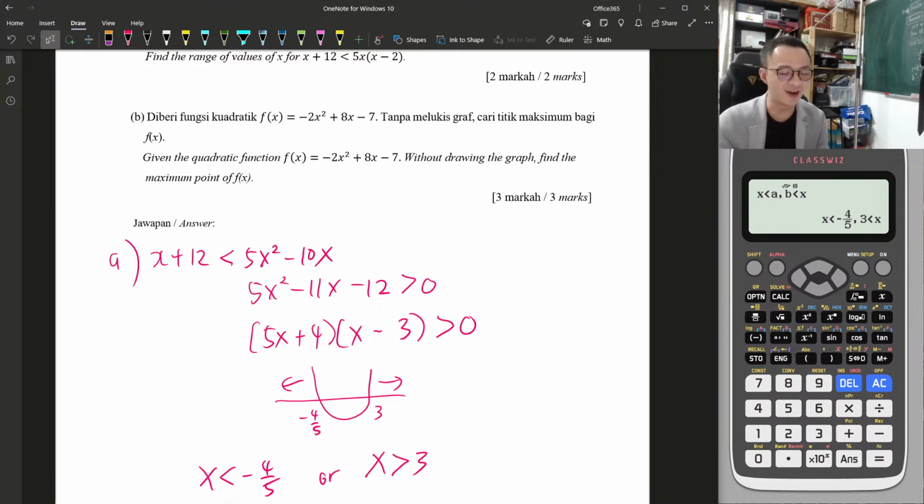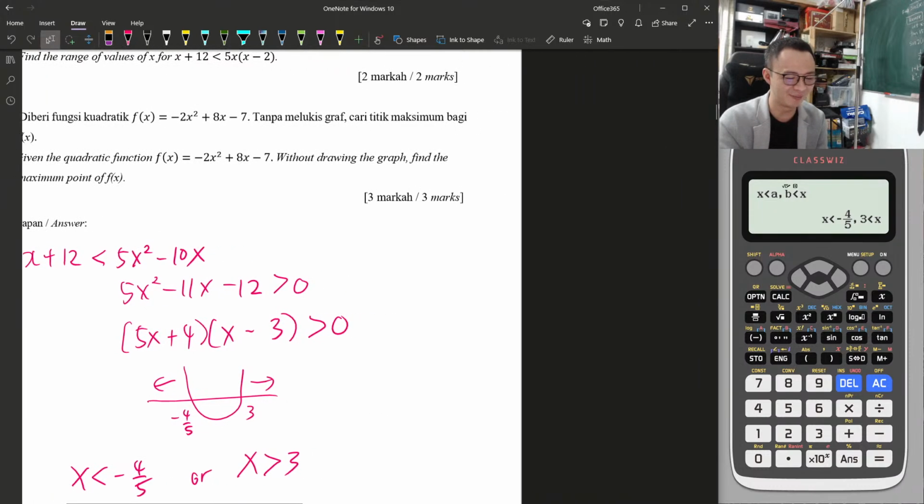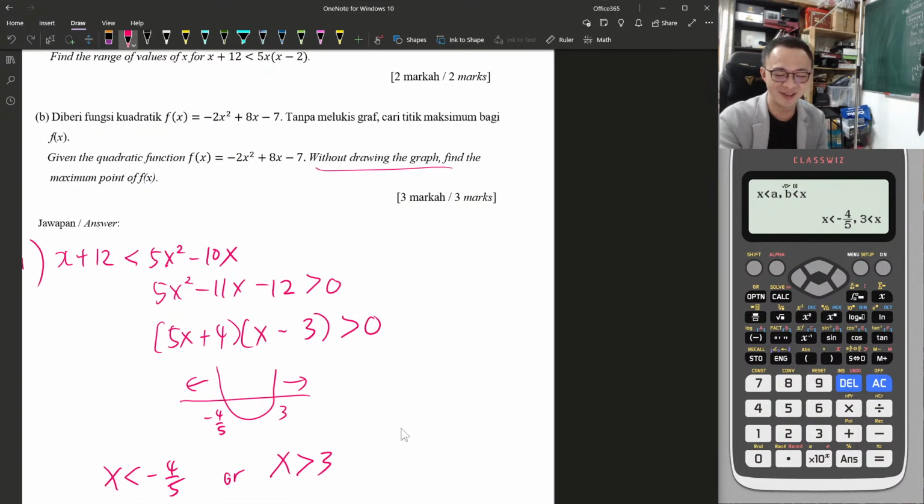Okay, B. It's given a quadratic function f(x). Without drawing the graph, find the maximum point. This one doesn't mention completing a square, but they say without drawing the graph. Maybe it hints at completing a square. But if the question doesn't mention completing a square, I will just do dy/dx, easier. Because dy/dx equals 0, you will get negative 4x plus 8 equals 0. Then 4x equals 8, x equals 2.